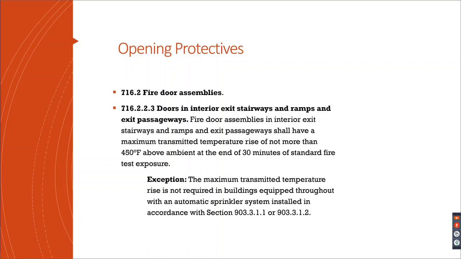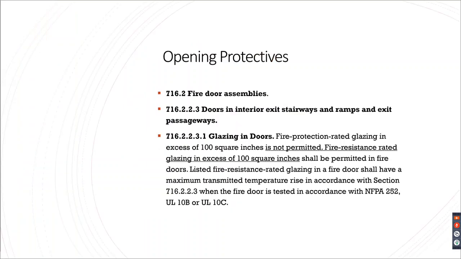So fire door assemblies in interior exit stairways and ramps and exit passageways shall have a maximum transmitted temperature rise of not more than 450 degrees above ambient at the end of 30 minutes of a standard fire test. So if you have the doors in the interior exit stairways, they do need the temperature rise, but then the exception, if you don't need that, if the whole building is fully sprinklered. That's why you don't see that too much anymore. We still do have some of our old buildings, the pre-March 1972 1As that may not be fully sprinklered, so they'll still need these doors, but the others should be fully sprinklered and you shouldn't need the temperature rise in those doors.